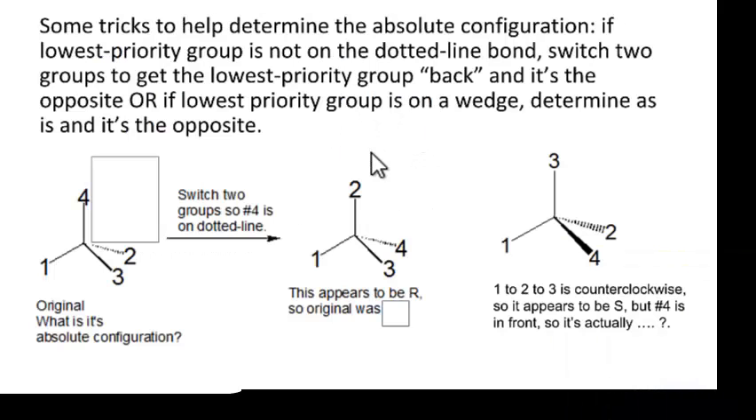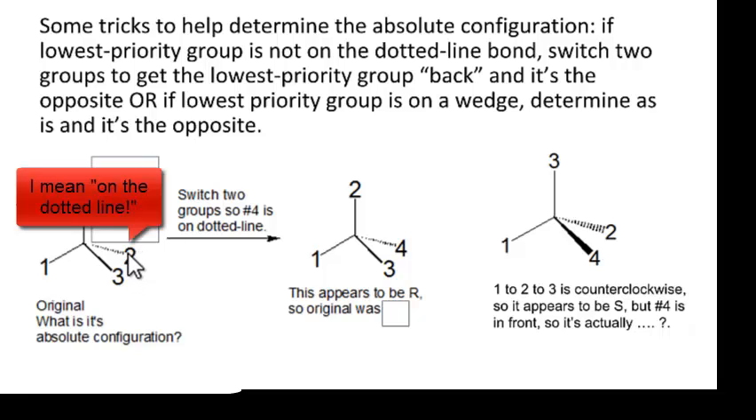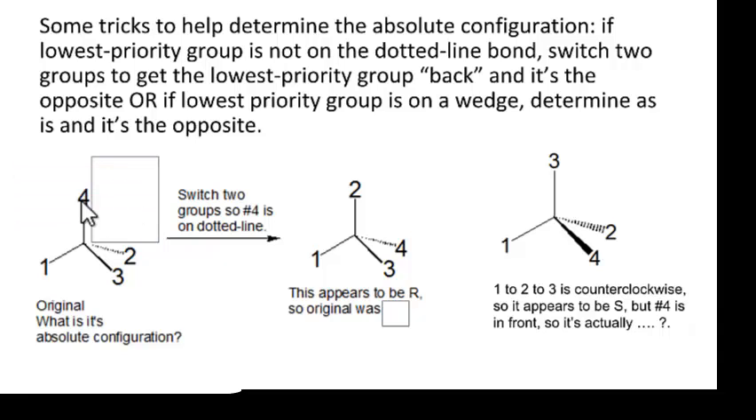Okay, now there's some tricks to help you determine absolute configuration. I've gone through the steps, step by step, and you can always use those steps to figure it out. But the hard part is the rotating. A lot of people have trouble seeing how the rotation happens in space, so there's some tricks to help you with that. One thing you can do is, if the lowest priority group is not on the wedge, in this case the number 2 is on the wedge, the lowest priority group is the number 4, what you can do is switch those two groups.